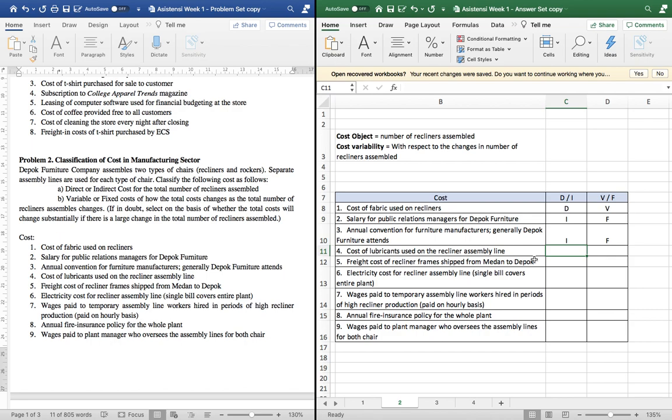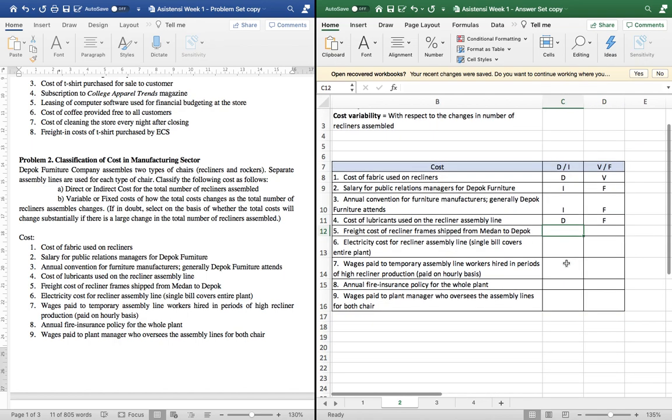Cost of lubricants used on the recliner's assembly line. This one is direct because it is especially only for the recliner assembly line, but it is fixed. It means that when we increase the number of recliners, for example, by 2 units or 3 units, we don't necessarily have to increase the cost of lubricants.